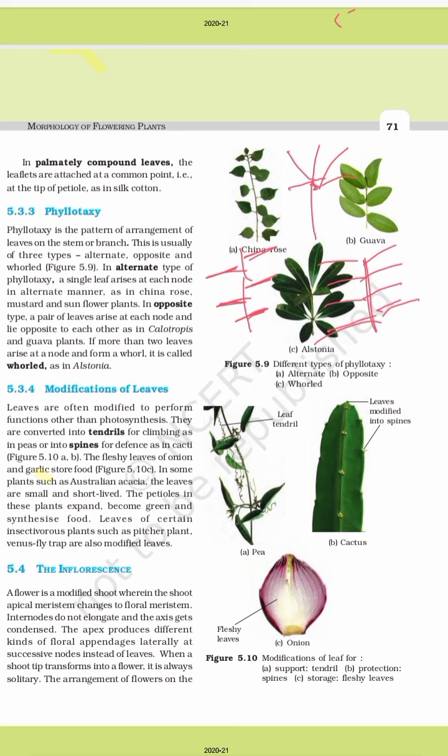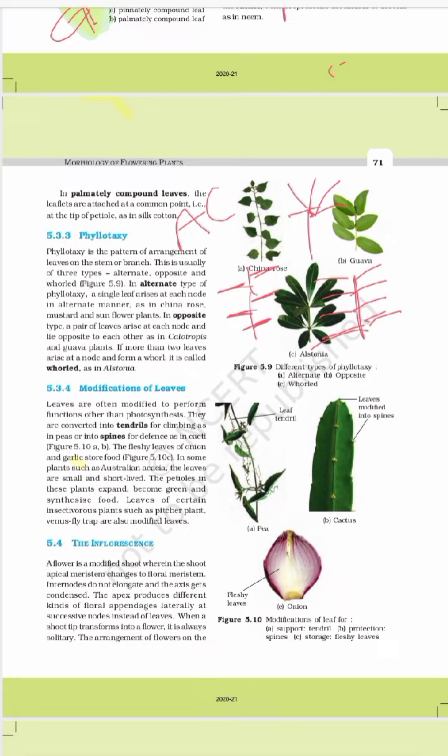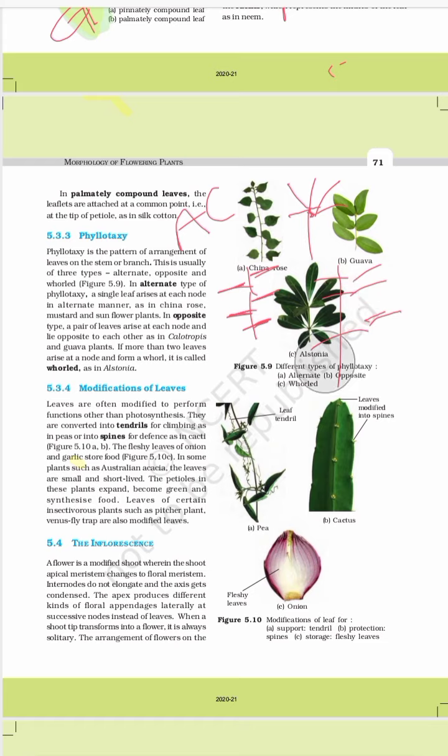For alternate, the example is China rose. Here also you can make your own acronyms and learn. AC, alternate China rose, right? Opposite, guava, and whorled is Alstonia. You can make your own acronyms, or if you have a query, you can just ask me. I'll give you a few acronyms on how to learn for the NEET preparation. Next is modification of leaves.